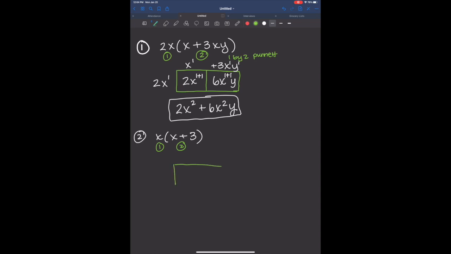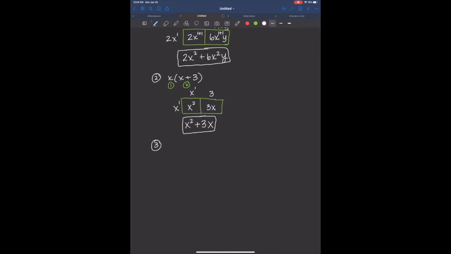So for number 2, we've got a 1x2 also. X times x is going to give us x squared because we add the exponents. And then x times 3 is 3x. So we've got x squared plus 3x. Don't forget to write it out when you're done.